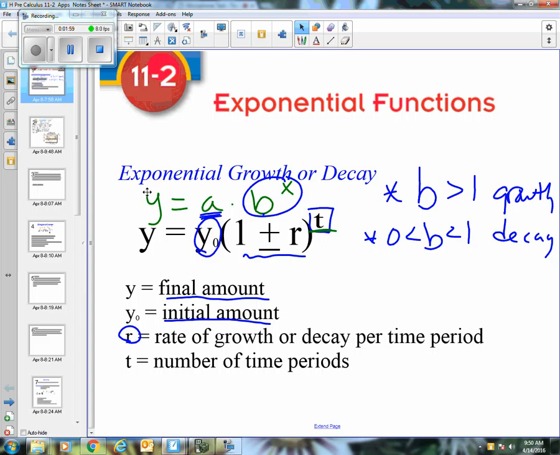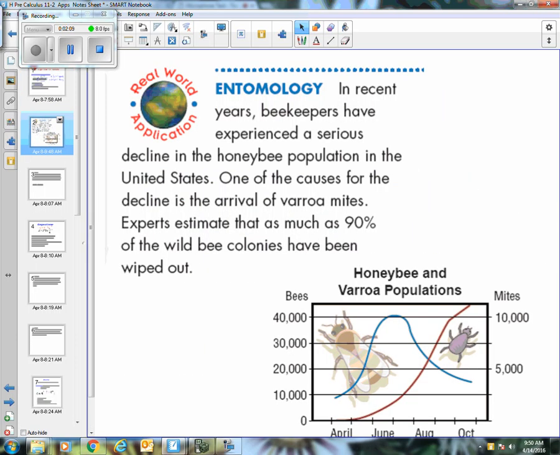So we're going to look at some general growth and decay models, and then we're going to look at some applications that have to do with financial things, which are very applicable to everyone in the future here. Okay, so one thing we're going to take a look at is research.